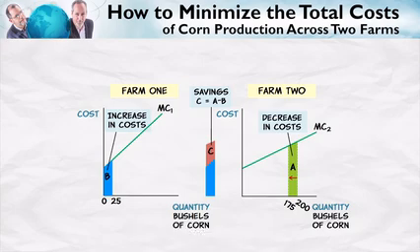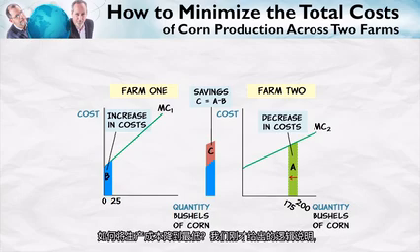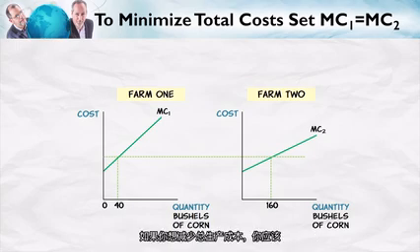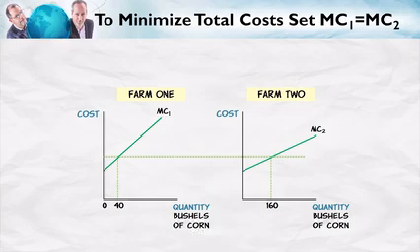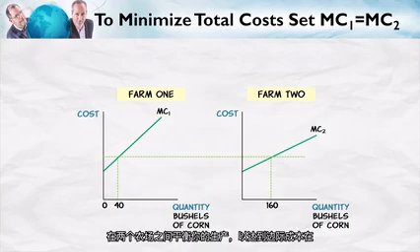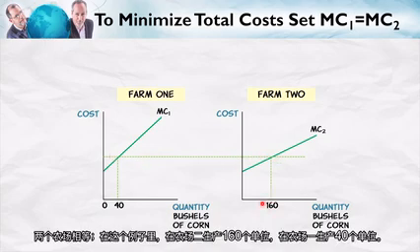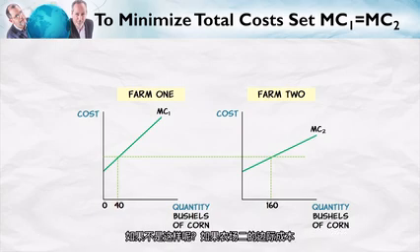Now, what does that mean if you want to minimize the total cost of production? The logic we just gave implies that if you want to minimize the total cost of production, you should balance your production across the two farms so that the marginal costs on the two farms are equal. In this case, 160 units from farm 2 and 40 units from farm 1. Again, just think about if that were not the case.